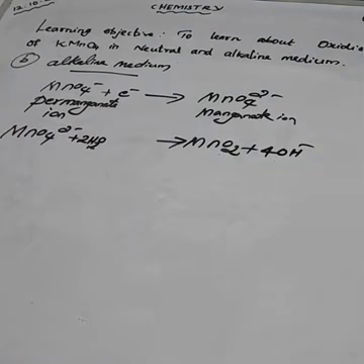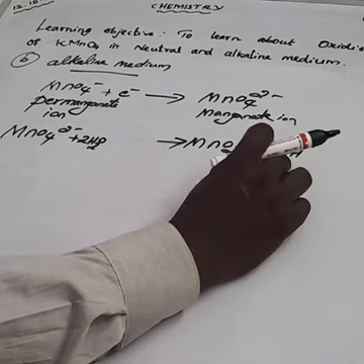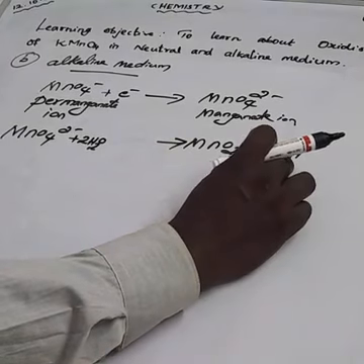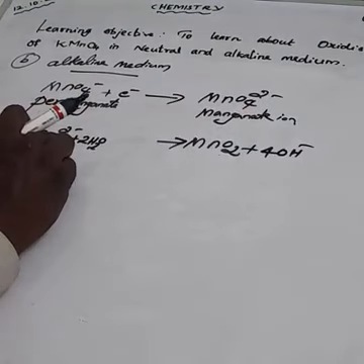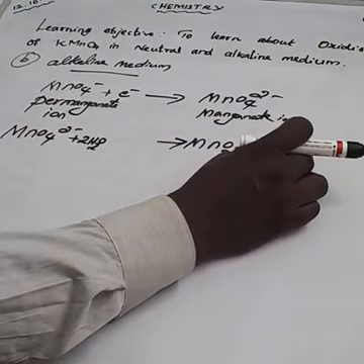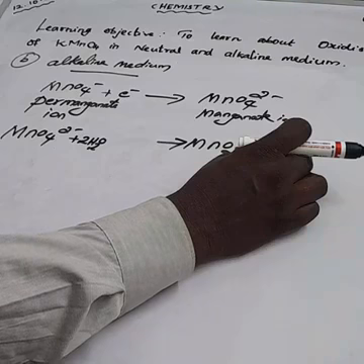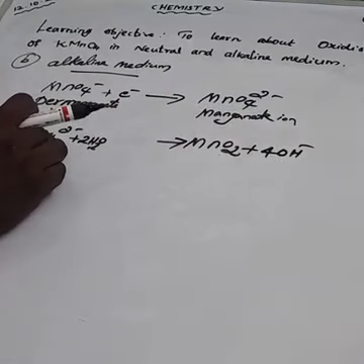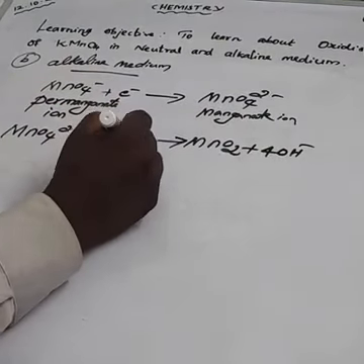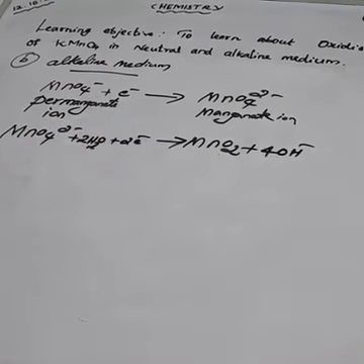Next, we can balance the charge. Here we have 4 OH minus ions, 4 minus. Here we have only 2 minus. So we are adding 2 electrons. Now the charge is also balanced.